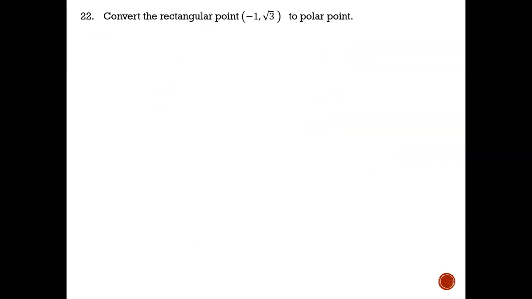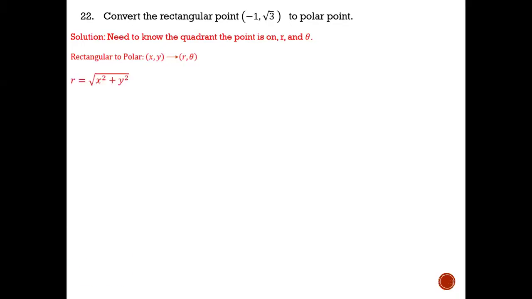Let's do the opposite now. Convert the rectangular point -1 and square root of 3 to a polar point. Again, I need to find the quadrant that r and theta lie on. Here we have -1 that's shifted to the left, square root of 3 is up. So we're looking at quadrant 2.